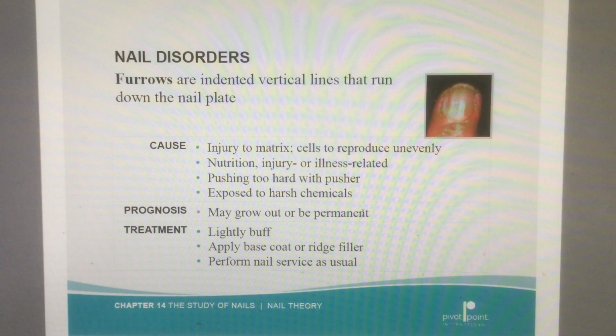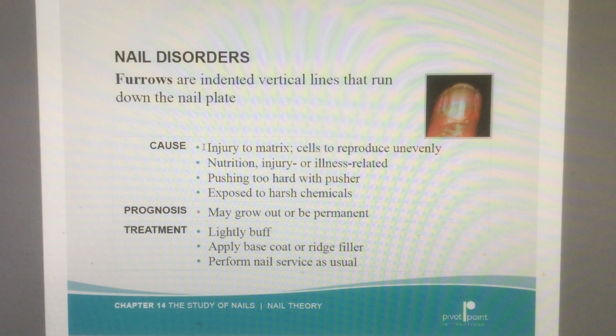Furrows. Furrows are indented vertical lines. So the other ones, the corrugations, ran horizontal. These run vertically, down the nail plate. The cause is usually injury to the nail matrix, cells reproducing unevenly, nutrition, injury or illness related, pushing too hard with a nail pusher, exposure to harsh chemicals.